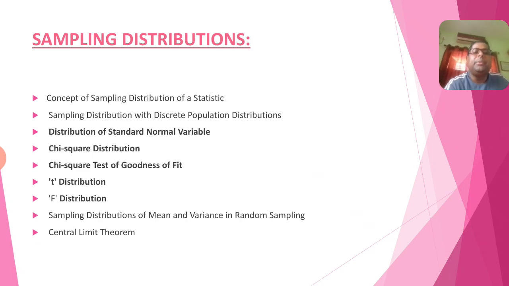And also next chapter is related with the sampling distribution, that is the concept of sampling distribution, and sampling distribution with discrete population distribution, and particularly the distribution of standard normal variable, and chi-square distribution, chi-square test of goodness of fit, t distribution, and f distribution. These are also very important things, and sampling distribution of mean and variance in random sampling, and the central limit theorem.